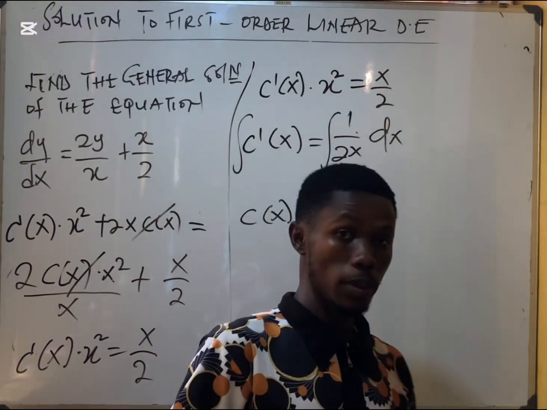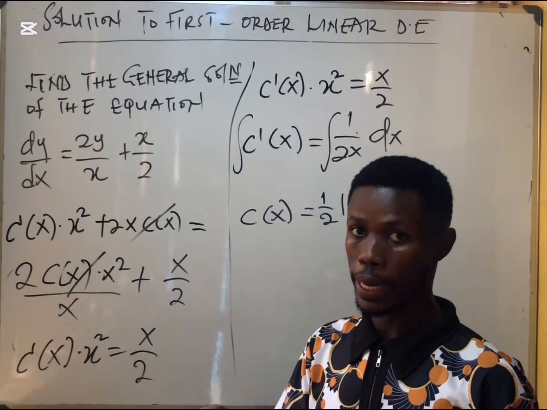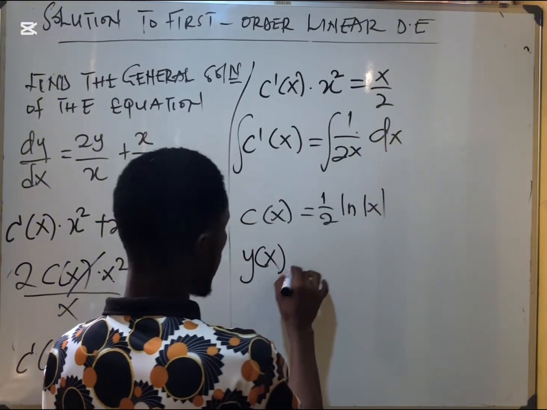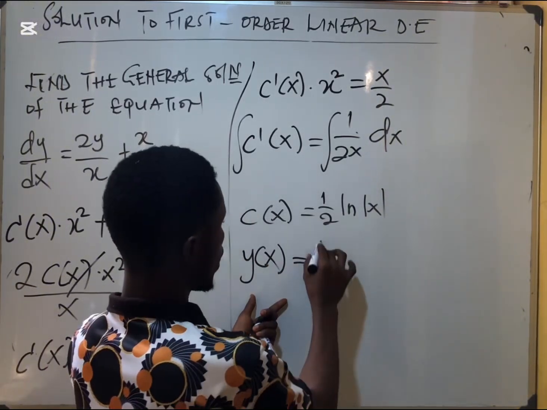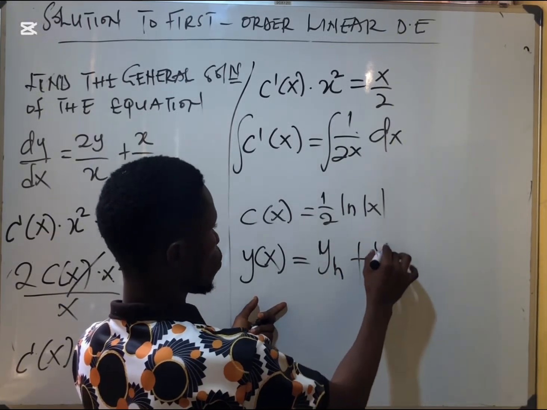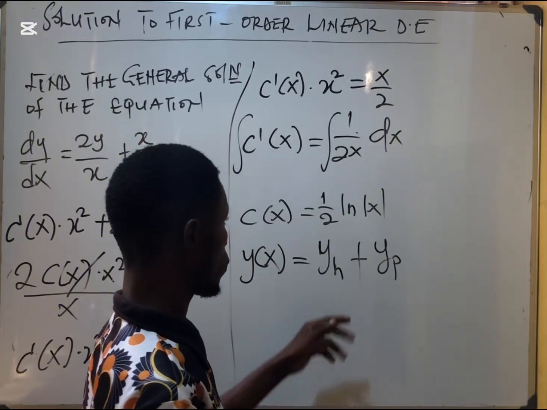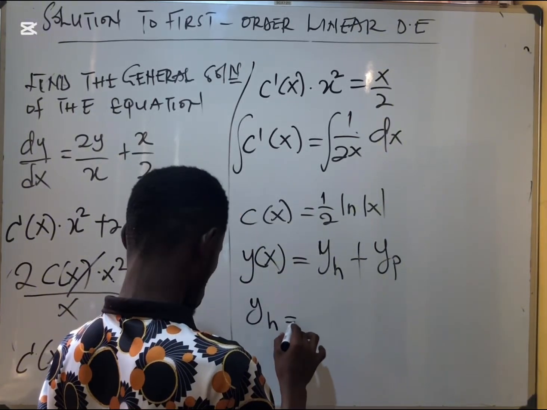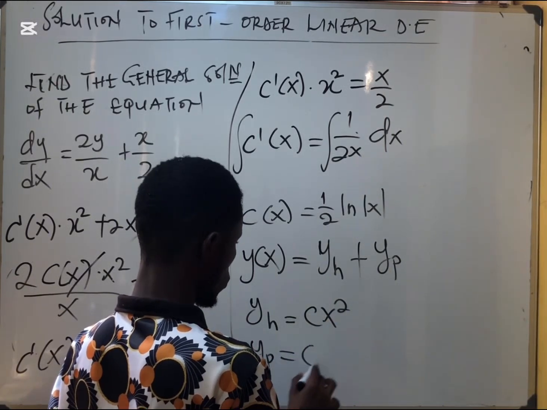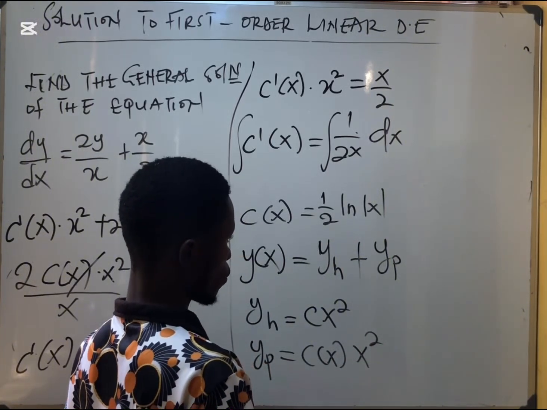When I was proving the formula, I told you that after this, you go to the y of p to substitute it back there. But remember that my general solution is y of h plus y of p. Is that okay? So first, you have to know that our y of h is equal to c x squared. Then our y of p is equal to c of x times x squared, right? So this is what we have.